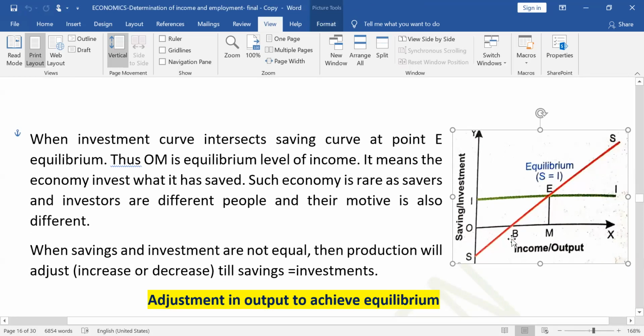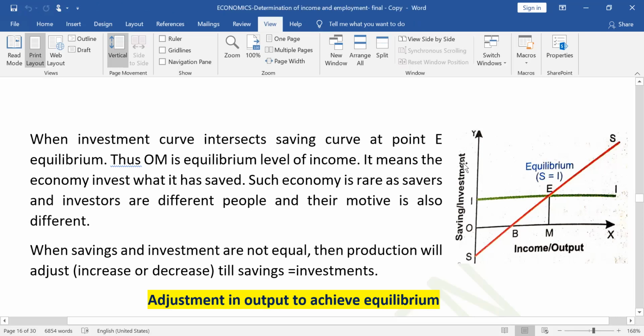In this diagram, the x-axis represents income or output or aggregate supply, and the y-axis represents savings and investment. Now, this green line II is the investment curve. The investment curve is parallel to the x-axis because in the short period investment remains constant according to Keynes. According to Keynes, investment cannot be changed in such a very short time period. So this investment curve remains parallel to the x-axis.